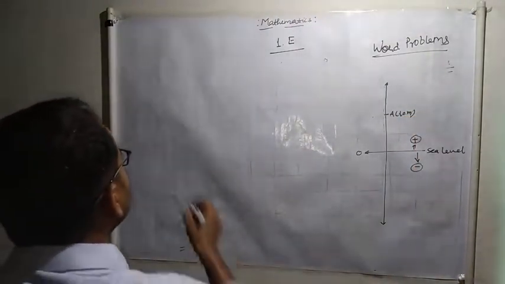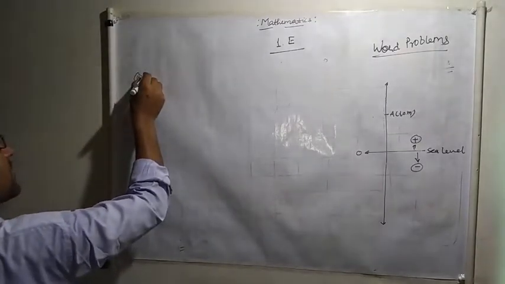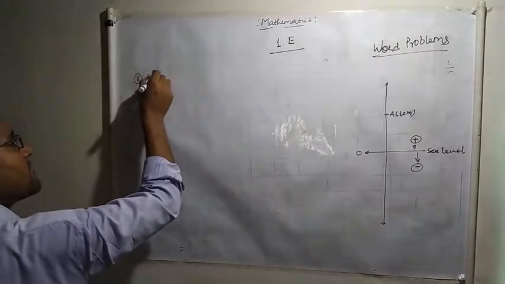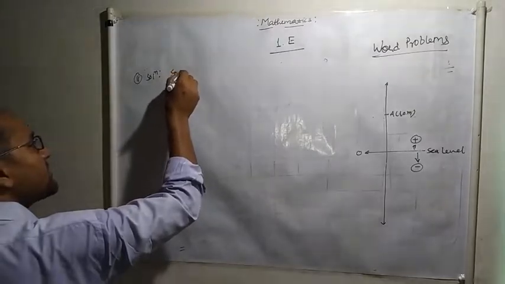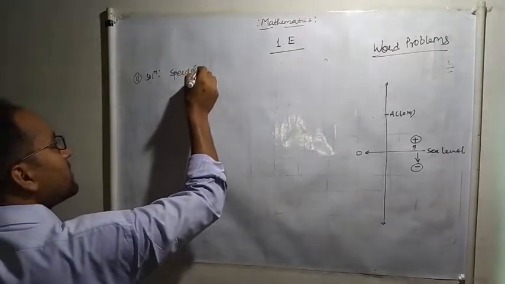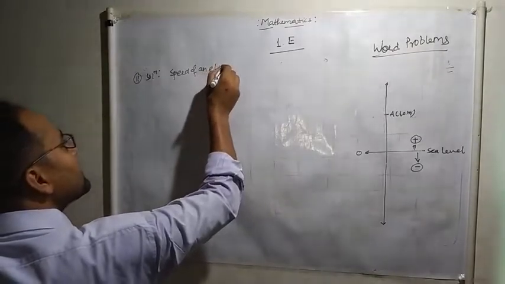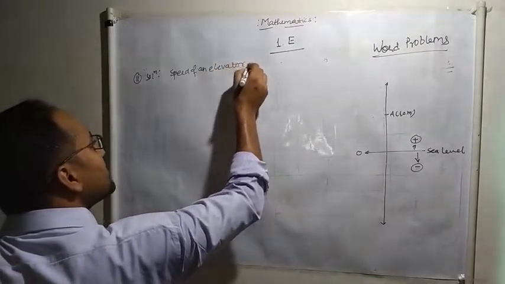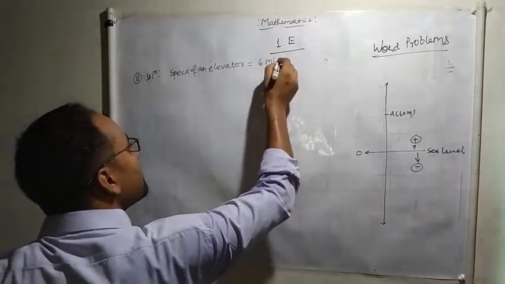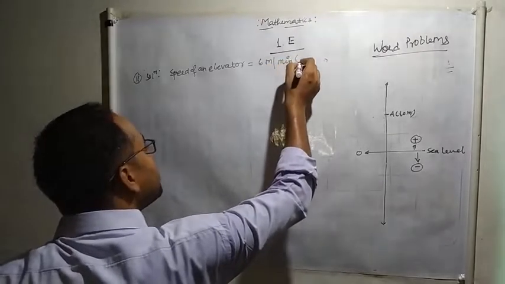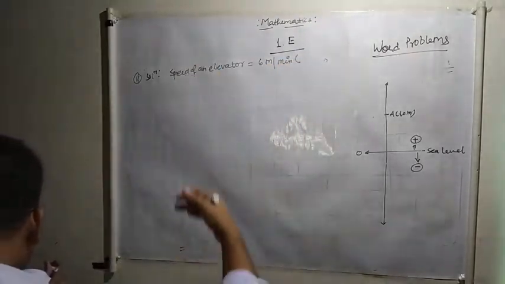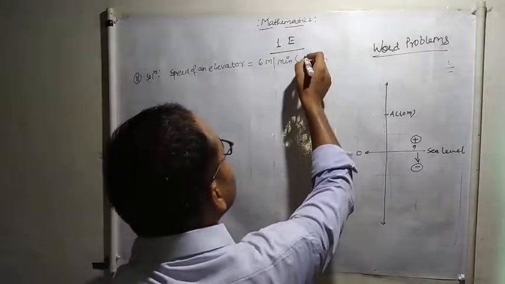And its speed. So the solution of this 11th one: speed of an elevator is equal to 6 meter per minute. It is descending, which means it is descending every minute.